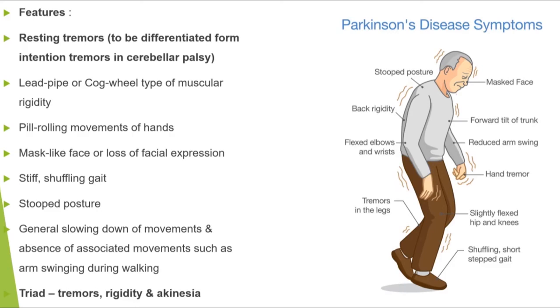He has a stiff, shuffling gait, walks very slowly, and after he walks a few steps very slowly, the speed increases and the patient may go and hit against an object and stop. So that is stiff, shuffling gait. Stooped posture: he has a bent posture of the trunk. General slowing down of movements and absence of associated movements such as arm swinging during walking. The triad seen in the clinical presentation of a Parkinson's patient is tremors, rigidity and akinesia. These three are the characteristics of a patient suffering from Parkinsonism.